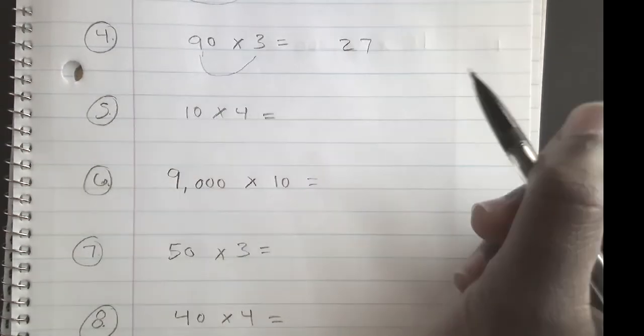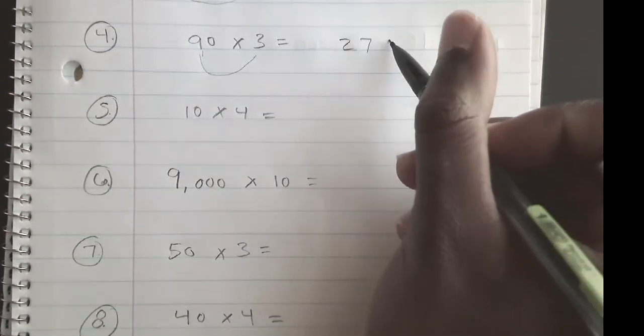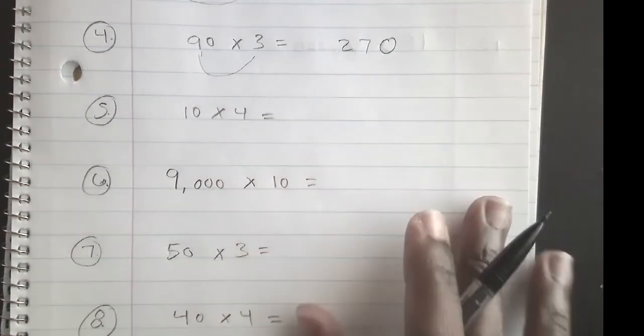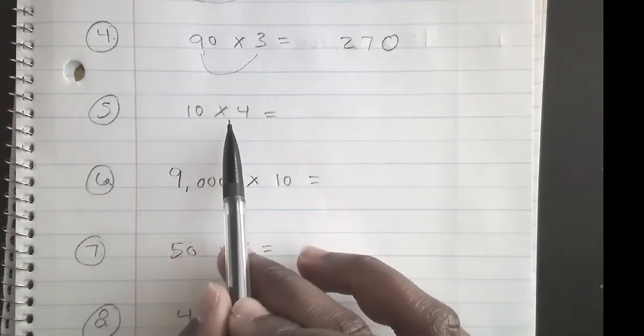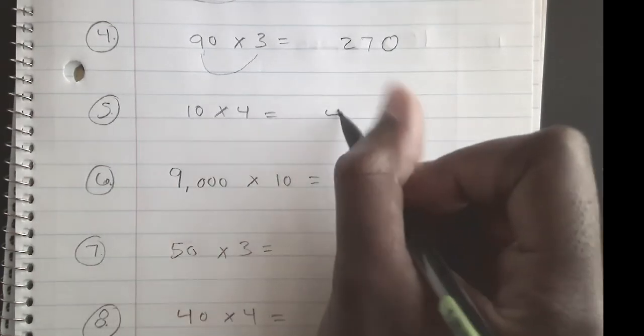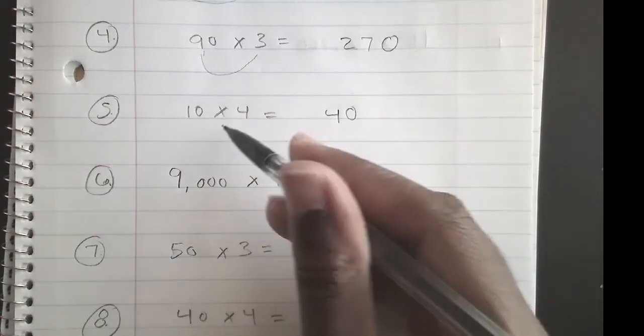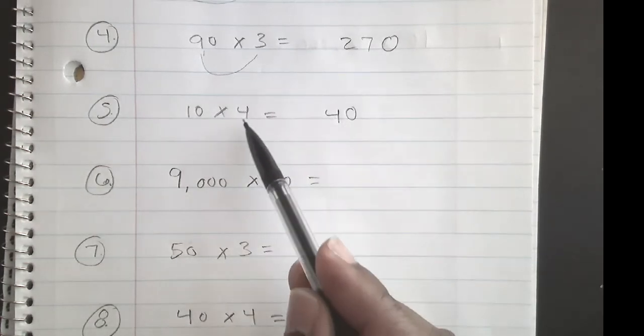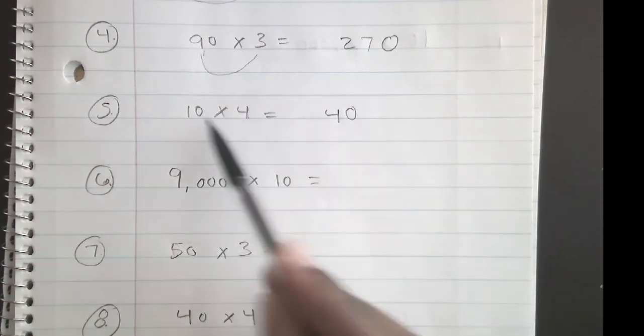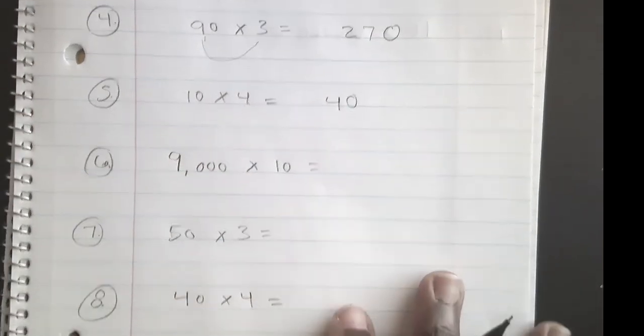Okay, number 4, you have 90 times 3. So I do 9 times 3 first. I get 27. Then I add my 1 0 that I have in my problem, and that would be 270 as your answer for your product. Okay, number 5, you have 10 times 4, and you know that 10 times 4 equals 40 right away. And if you really needed to break it down, which you don't, 4 times 1 equals 4. Then you bring that 1 0 over, okay?